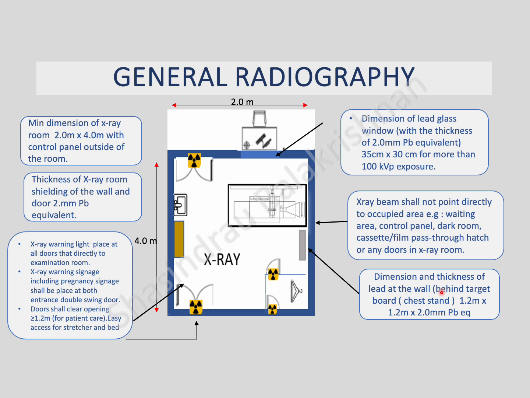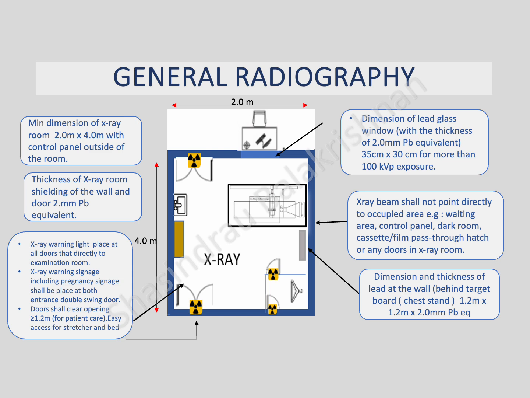Radiation warning lights and signage, including pregnancy warnings, must be placed at all entrances to alert staff and visitors of radiation hazards. Doors should have a clear opening of at least 1.2 meters to ensure easy access for patient stretchers and beds. Importantly, the X-ray beam must never be directed toward occupied areas such as waiting rooms, control panels, or film pass-through hatches to prevent unnecessary radiation exposure.